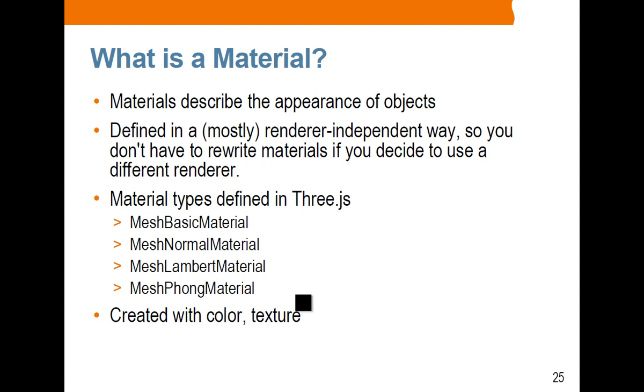Three.js in fact has multiple material types predefined: basic material, normal material, Lambert material, and Phong material. We are going to see some of these examples later on. A material can be created with a color, so you might have a different color, or a texture. A texture is maybe some kind of tattoo, representing a bird or something like that.